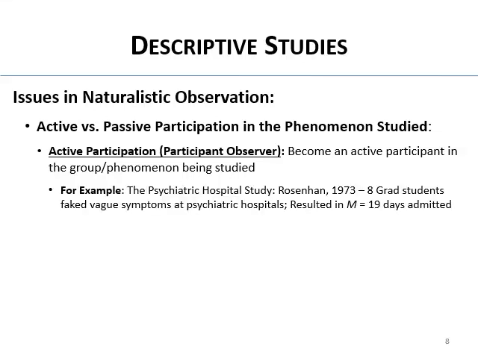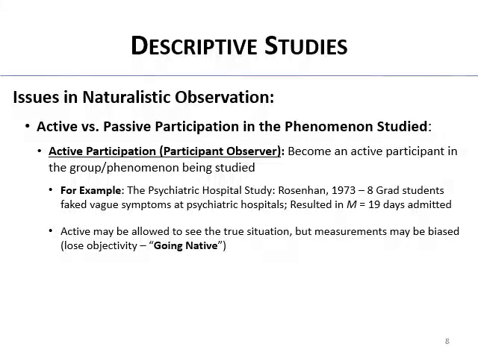So the Rosenhan 1973 psychiatric study is a good example of this, where he sent 8 grad students who faked sort of vague syndromes to different psychiatric hospitals throughout the US. And they were participant observers. They were actively participating, and it resulted in a mean of about 19 days admitted, including Rosenhan himself, if I'm not mistaken. But they were indeed trying to actively participate to see what it's like to be a mental health hospital patient.